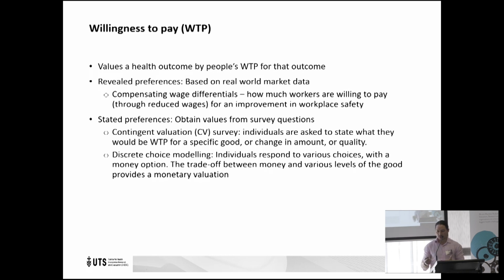Other methods are stated preferences, which are obtained from survey questions. So there's this contingent valuation survey. People are just asked to state what they'd be willing to pay for a specific good or a change in amount or quality in terms of their health. And there's also discrete choice modelling, which I think Stephen spoke about earlier, where individuals respond to different choices, and there's a trade-off in terms of a monetary value as well.